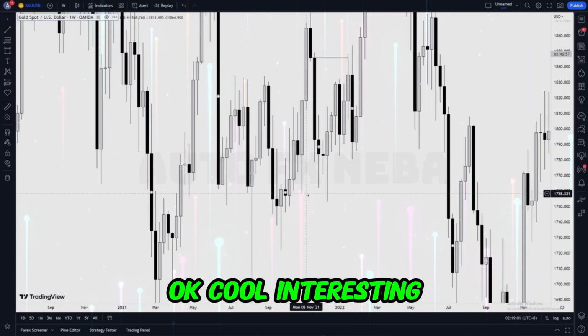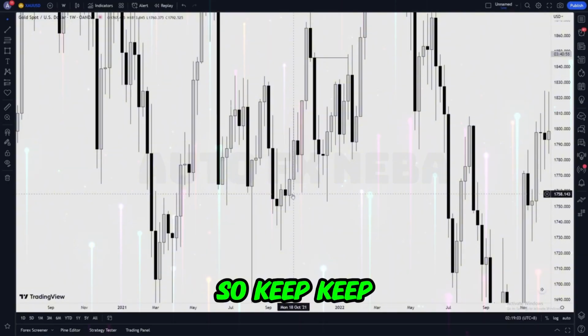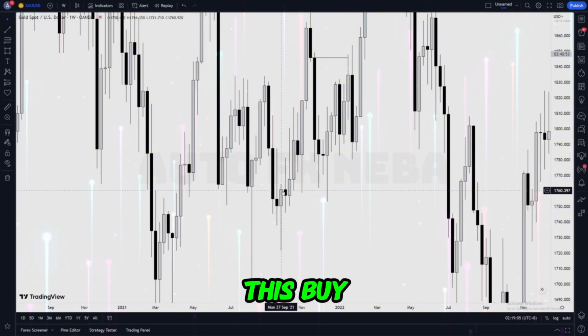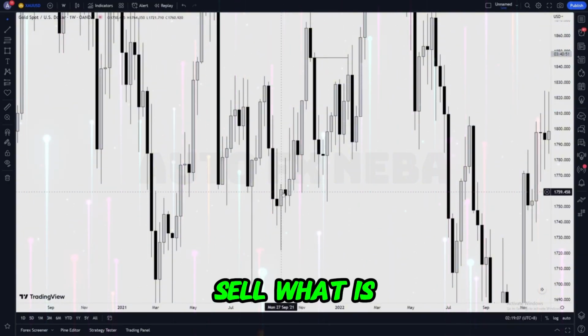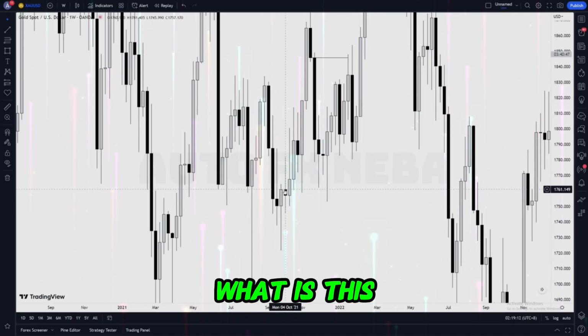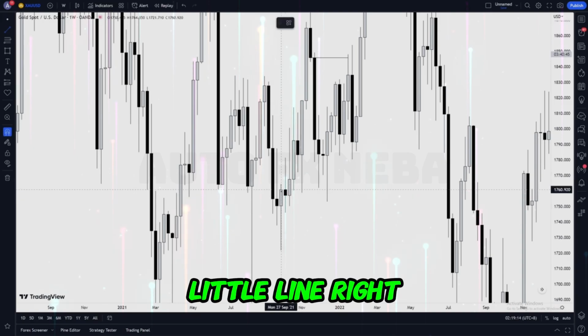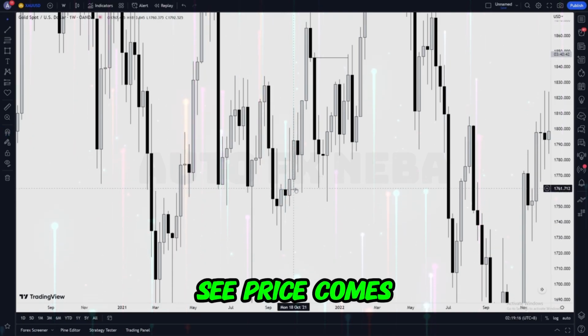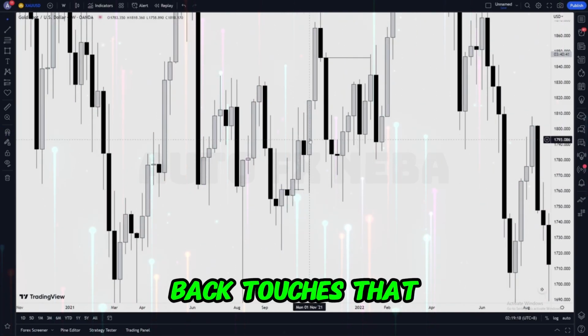Okay, cool, interesting. So you notice this, right? Keep an eye on this. Buy, sell. What is this? Resistance gets broken. So what is this? Resistance becomes support. We draw a little line there. See? Price comes back, touches that, flies off.